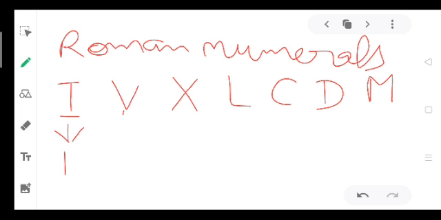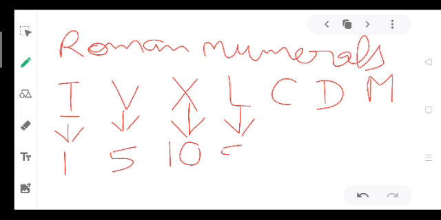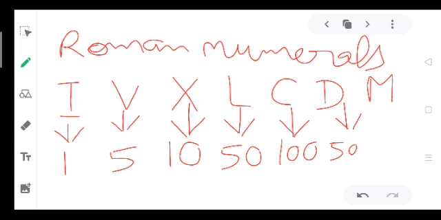Now, which number does I denote? 1. Which number does V denote? 5. X is the symbol of 10. If L is written, it shows the value 50. C shows the value 100. D denotes the value 500. And M, in the last, denotes the value 1000.